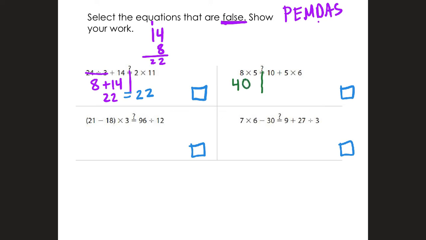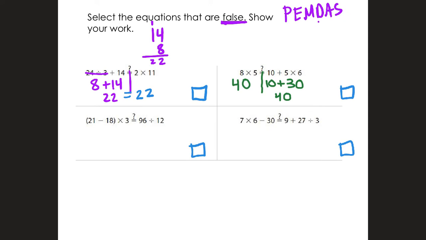And let's see what's on this side. I see we have more than one operation, addition and multiplication. I know I have to do multiplication first. 5 times 6. Then I bring the rest down and I ask myself again, this one only has one operation, but I would ask myself again, what do I need to do first? 10 plus 30 is 40. These are equal to each other, so it is not one that I am selecting. This is true.